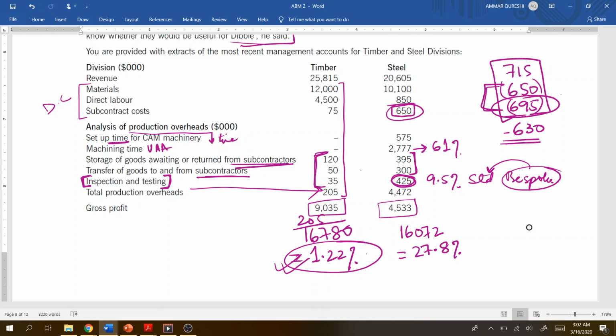Now, this is a non-value added activity. This is a value added activity. This is not a value added activity, but we may consider this to be an important activity for the business, right?